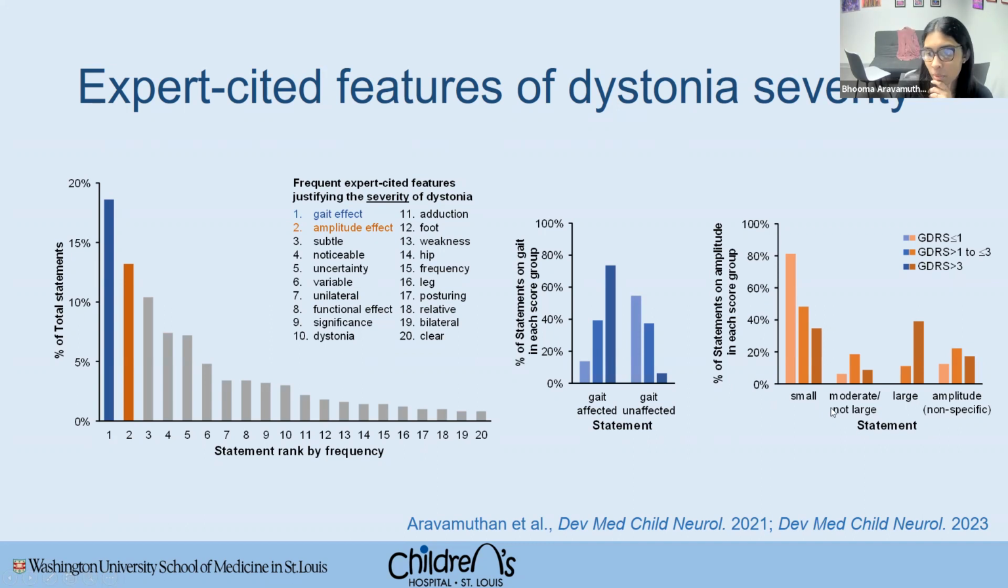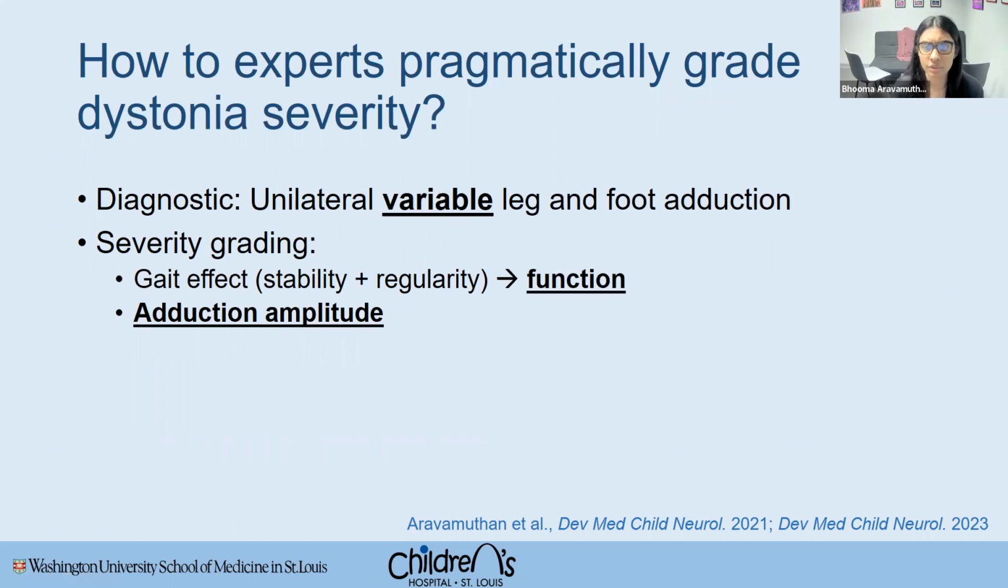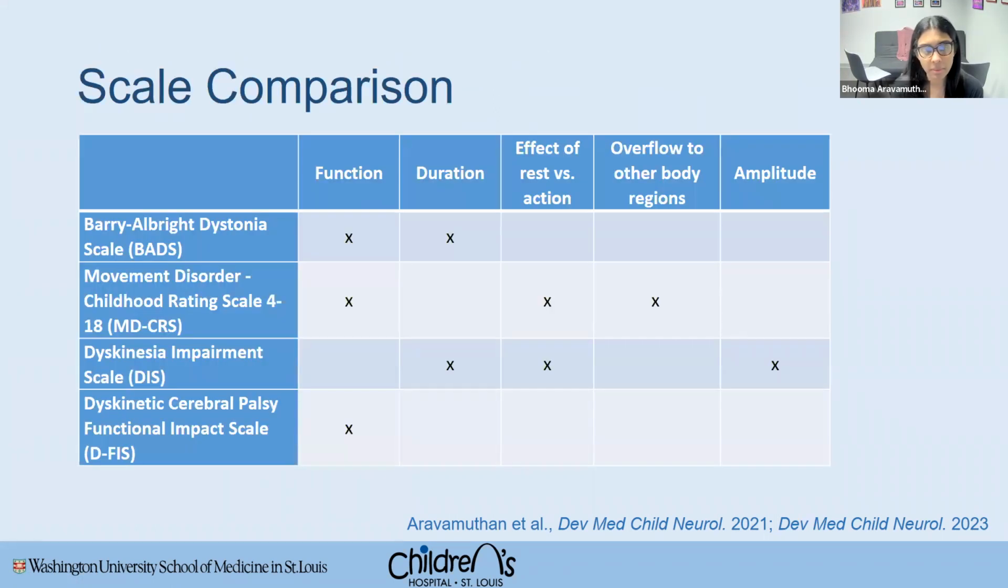And adduction amplitude was correlated quite nicely with dystonia severity, with large adduction amplitude being associated with severe dystonia and small adduction amplitude being associated with mild dystonia. So if we look at these features overall, we see that variability, effect on function, and adduction amplitude are the key features. When we think about that with regards to our existing rating scales, there is accounting for amplitude in at least one of the rating scales that are validated in people with CP for detection of dystonia, but there's no accounting for variability. So this is something to keep an eye on as we're thinking about diagnosing gait dystonia in our clinic, something that can be really valuable to see.